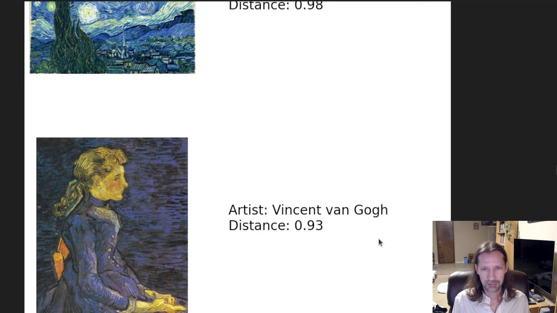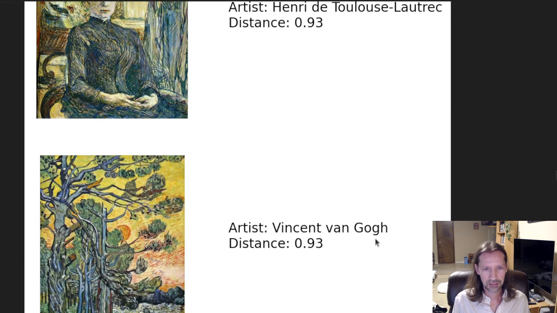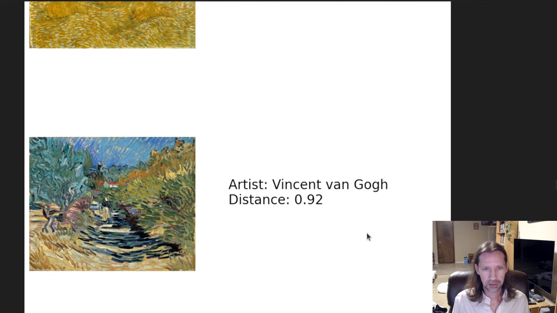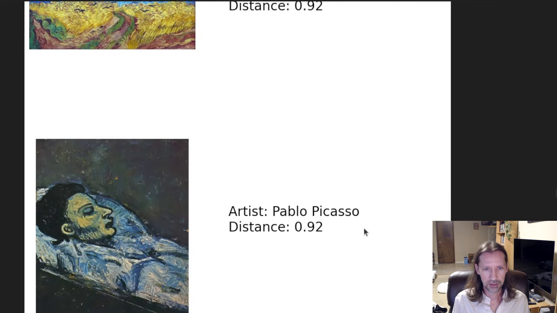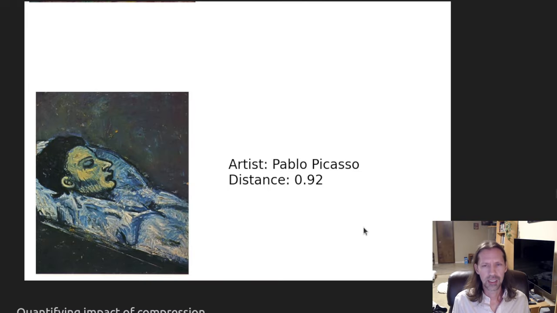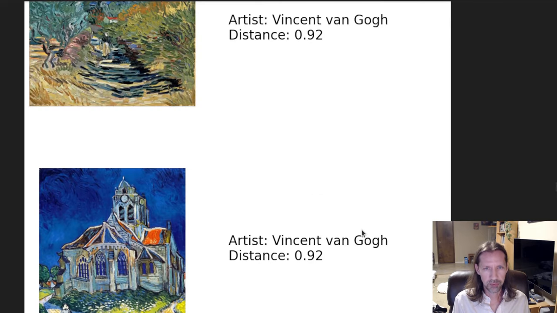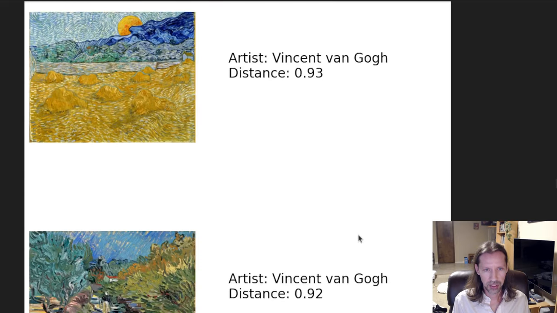Next result, a Van Gogh doppelganger, a Van Gogh, and a Picasso, still lost in the Van Gogh exhibit. So it looks pretty good. We're still getting, you know, 8 Van Goghs, a Van Gogh doppelganger, and a lost Picasso.